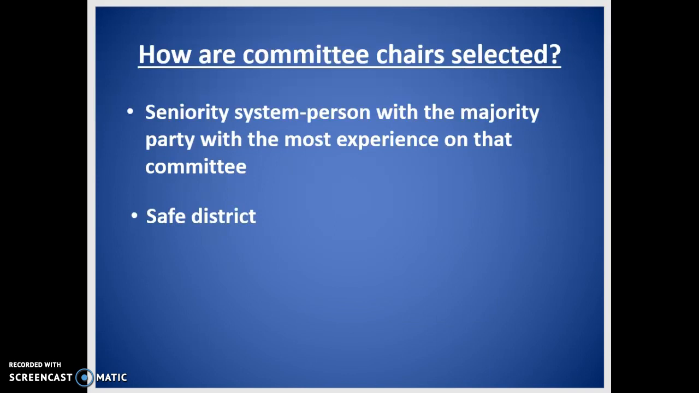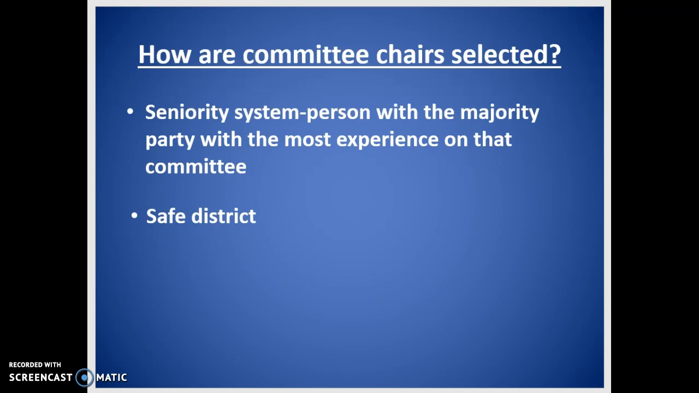How are committee chairs selected? The seniority system. You get on a committee, and if you are the longest serving member from the majority party on that committee, then you're usually going to be the committee chair. So if you've been in this committee for 20 years and the committee chair leaves or gets beat out or whatever it might be, then you would be the next up. You're not going to be a rookie House member or Senate member and come in and be the committee chair.